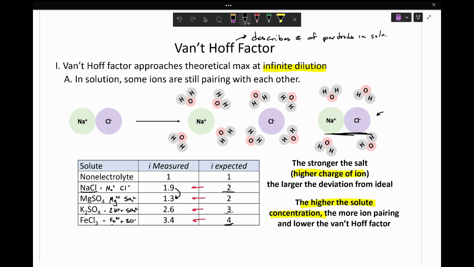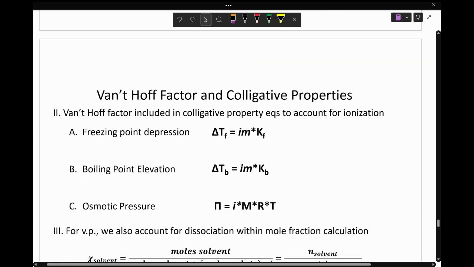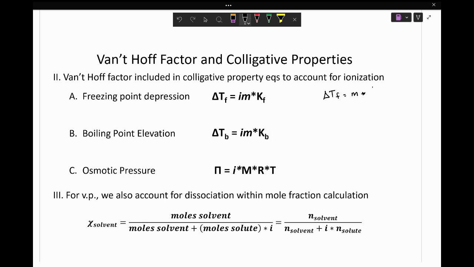And the way that we're going to employ these Van Hoff factors with each of our colligative properties is that we're just going to account for them. And so when we look at something like freezing point depression, which in the case of a non-electrolyte looks something like this, we have the molality multiplied by our constant for freezing point depression. We're just going to add a little factor into here, that Van Hoff factor i.